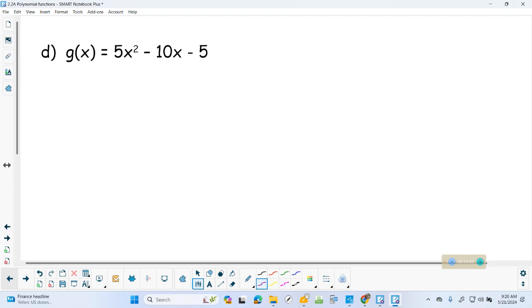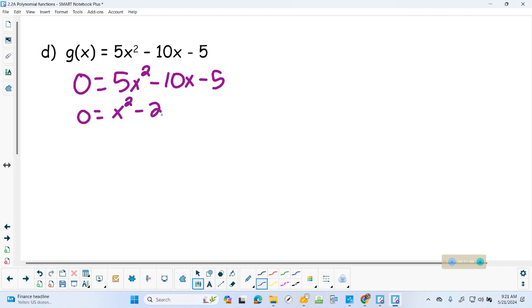Okay, let's take a look at letter D here. So again, same thing, squared, let's set it to 0. Now, same thing, I see 5, 10, 5, not huge numbers. Let's work smart here, it's always easier to work on smaller numbers. I'm just going to divide everything by 5.